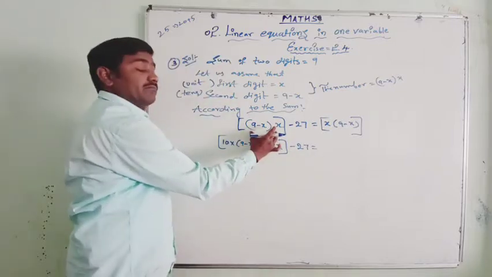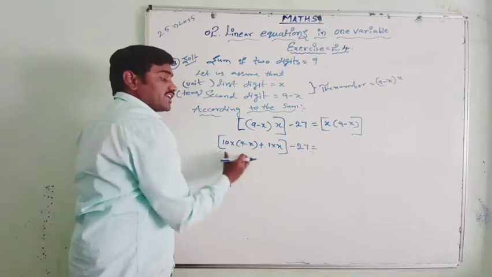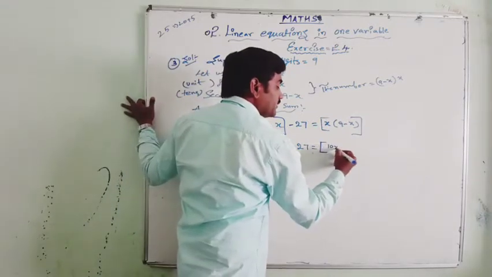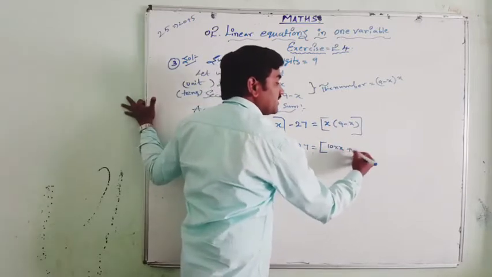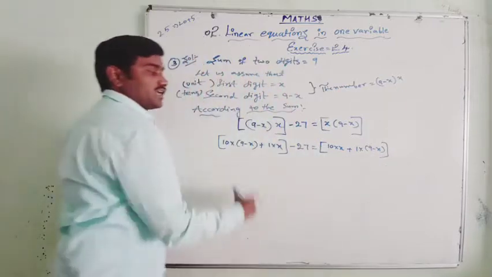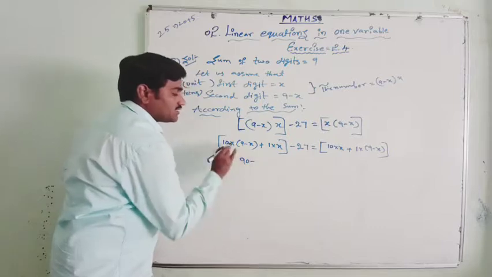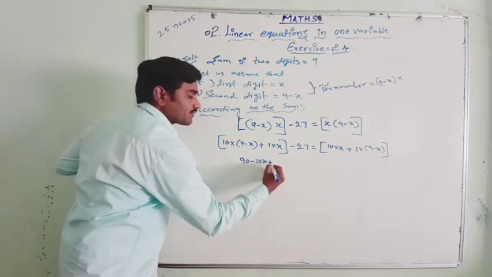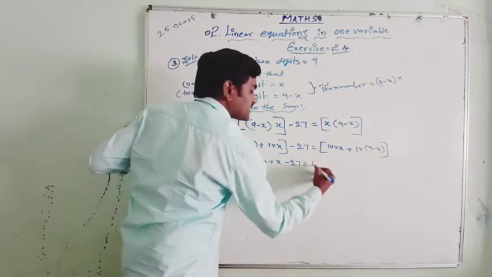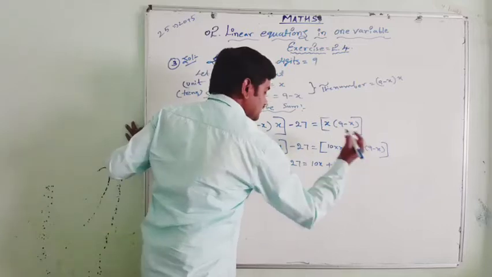We don't know the exact number. This is a number having a 1's digit and a 10's digit, so we write the expanded form of this number. And here also do the same: 10 into x in the 10's place plus 1 into 9 minus x in the 1's place. Now 10 into 9 is 90, minus 10 into x is 10x, plus 1 into x is x, minus 27, equals 10x plus 1 into 9 minus x.